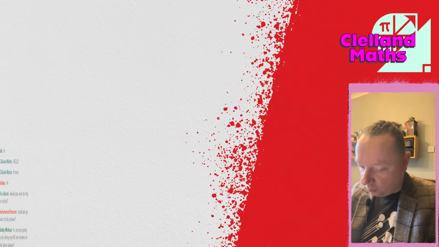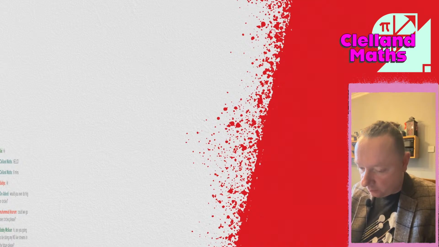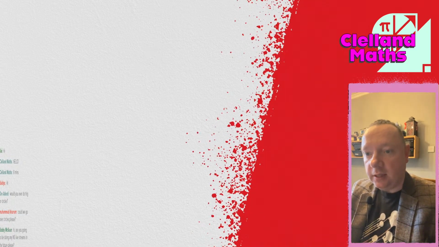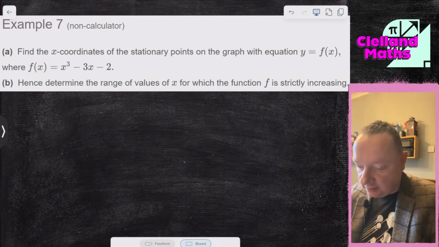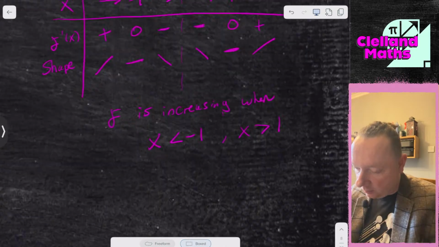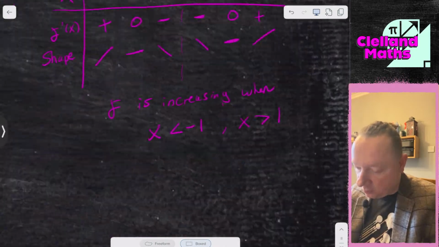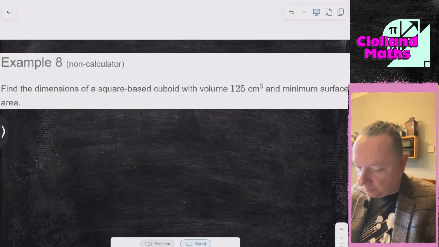I think we're on example 7. So I'm going to move on to example 7 now. Let's get going. Okay, example 7 says, find the x-coordinates of the stationary points. What am I doing? We did example 7. Oh no, example 8.